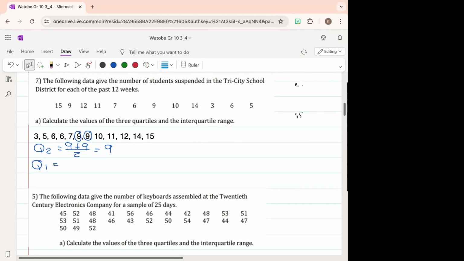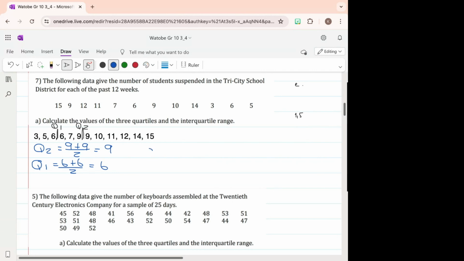To get Q1, if I'm looking at that now, where did Q2 lie? It lay over there, hey? So to get Q1, what's going to happen with Q1? I'm going to have 1, 2, 3, and 1, 2, 3. So Q1 is going to lie here in between these 2 data points. So to get Q1, I need to say 6 plus 6 divided by 2, which is going to give me 6.